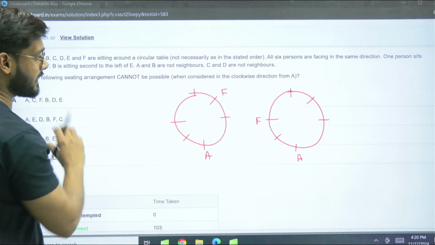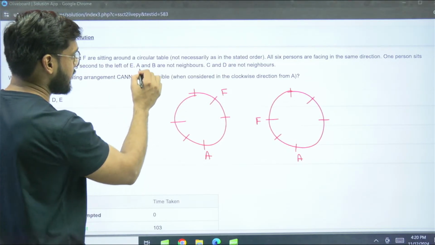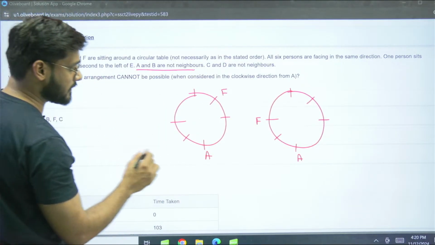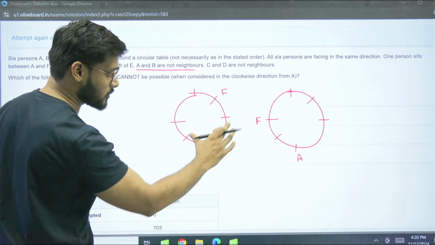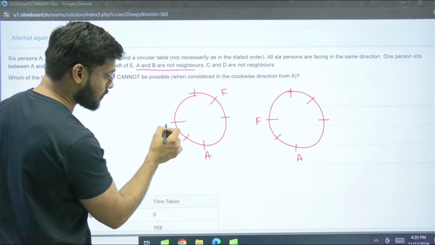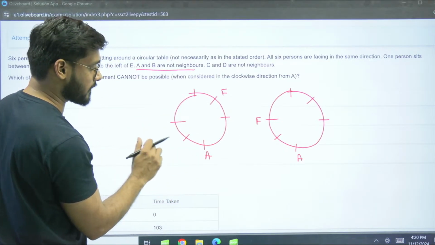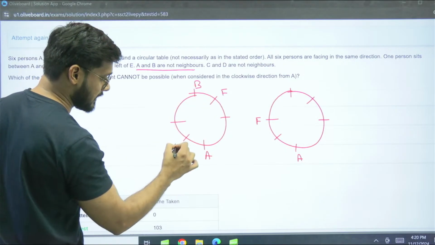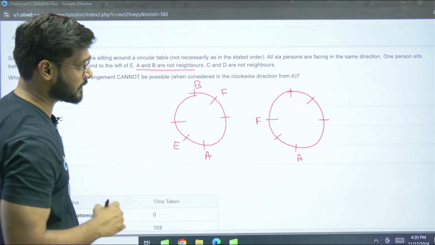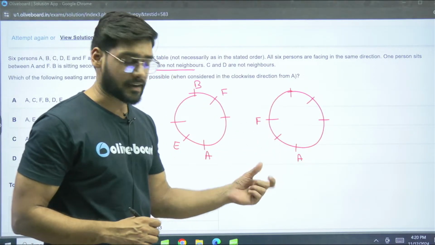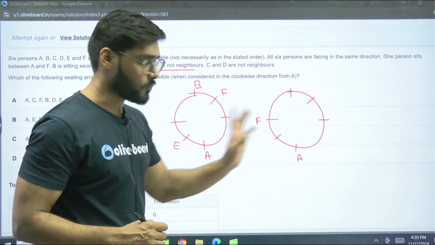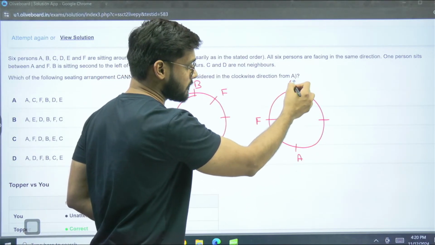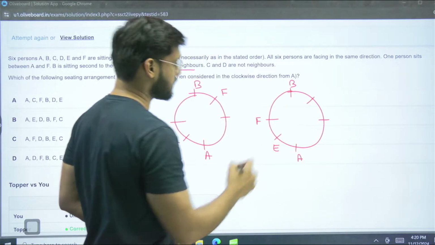B is sitting second left of E, and A and B are not neighbors. B second left of E means B will be cancelled from both the positions adjacent to A. B cannot come over here because B will be second left of A. We need to fix B second left of E. So B will come over here, E will come over here like this. In this case, B is not adjacent to A. B cannot come here because B will be second left of F. So B will come over here, E will come over here like this.